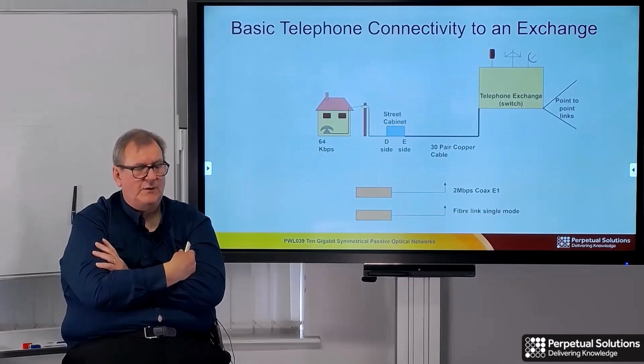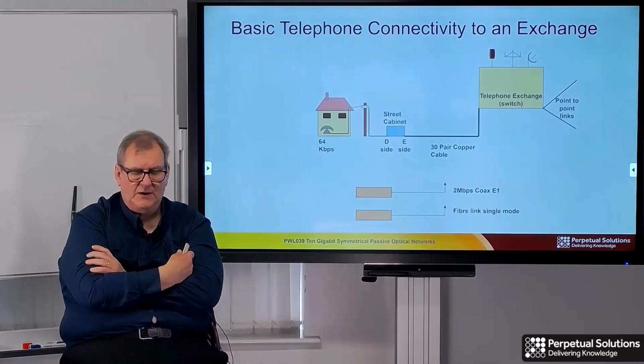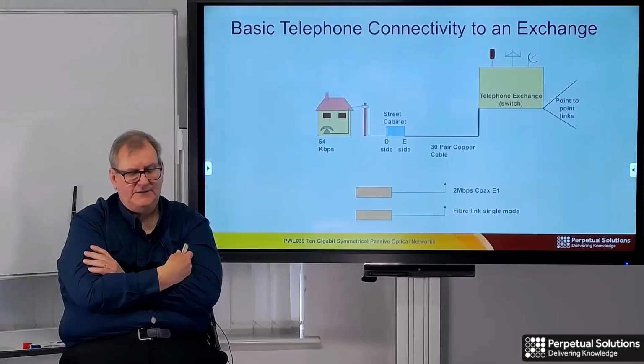So what is it we're trying to do? With a passive optical network, we're trying to get over this last mile hurdle. And it is of note that a lot of people who are in the data world don't understand the basic connectivity to an exchange or a local office. So this just goes some way to explain that. And this is typical of what we've got here in the UK.